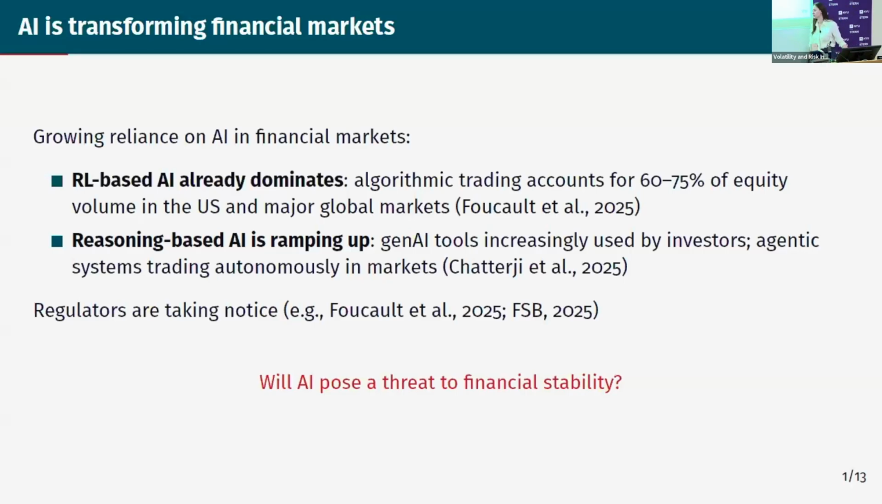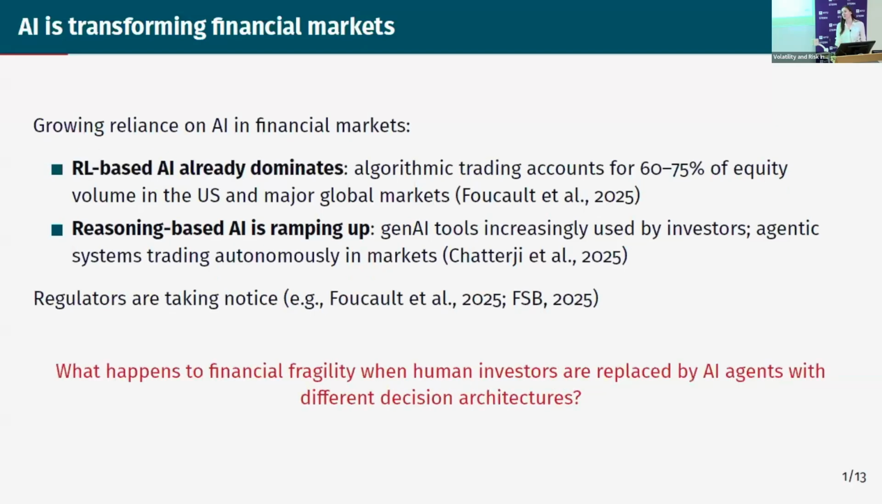And of course, people are taking notice, and I guess the big question that we want to know the answer to is, will AI pose a threat to financial stability? Now, that's a big question, and I feel like we don't even always agree on the definition of financial stability, right? So that's a tough one to answer. So we focus on a narrower, better defined question. Specifically, we ask, what happens to financial fragility when human investors are replaced with AI agents with different decision architectures?